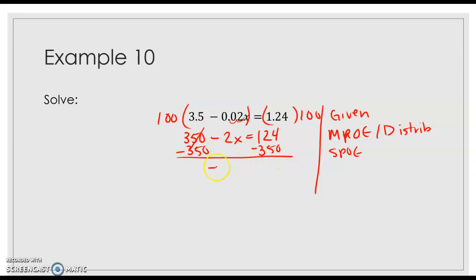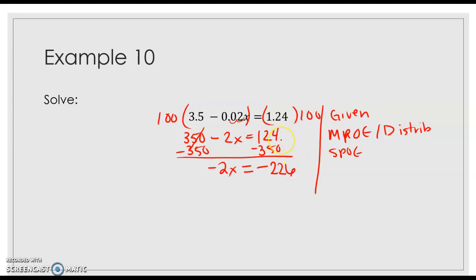And so now I've got a negative 2x. Do not drop that negative sign. This is where most students make their first mistake. Do not drop that negative sign. It comes with the 2x. And then 124 minus 350 is going to be 200 negative, because the 350 is bigger, negative 226.